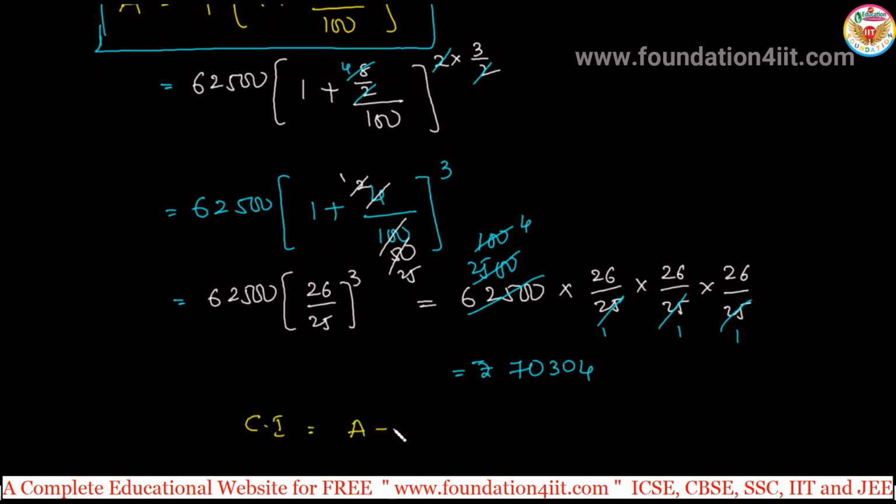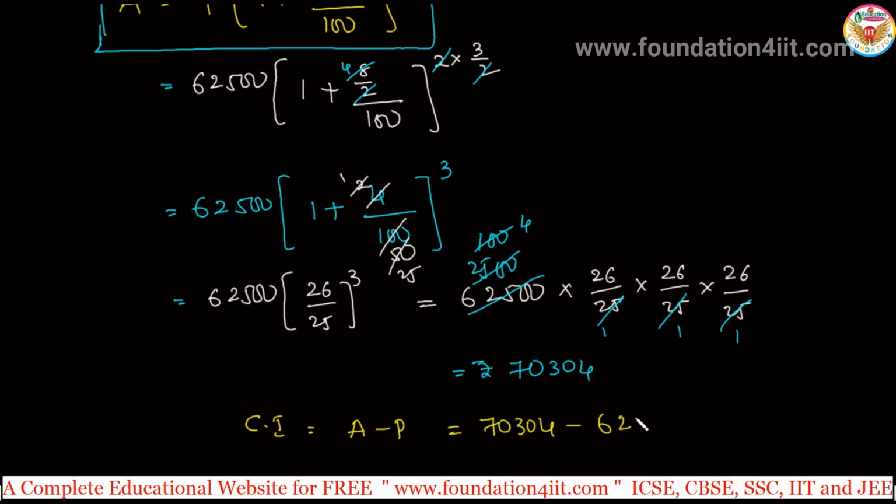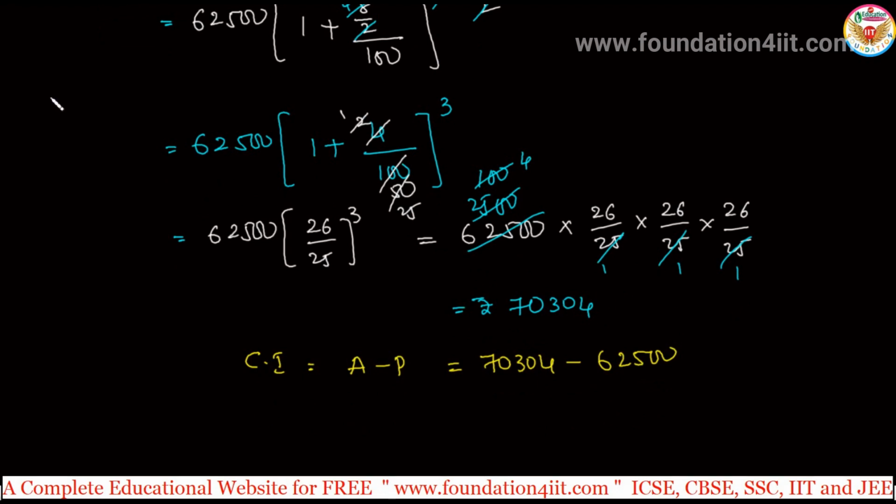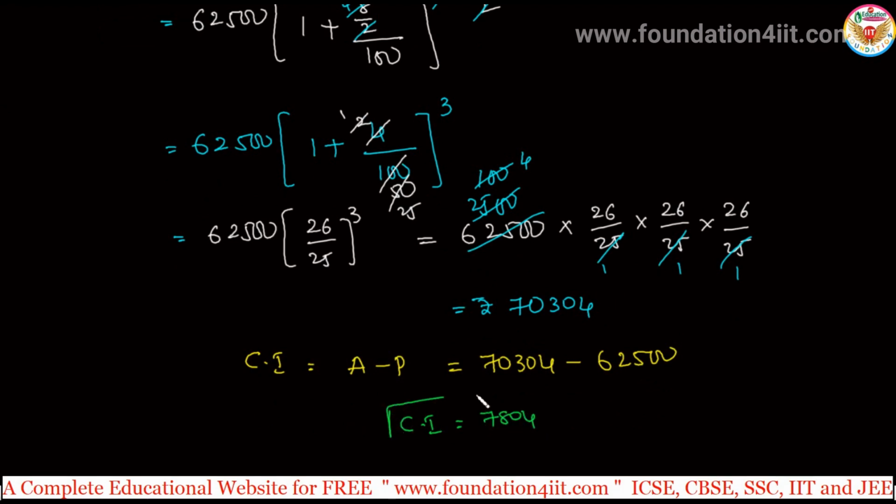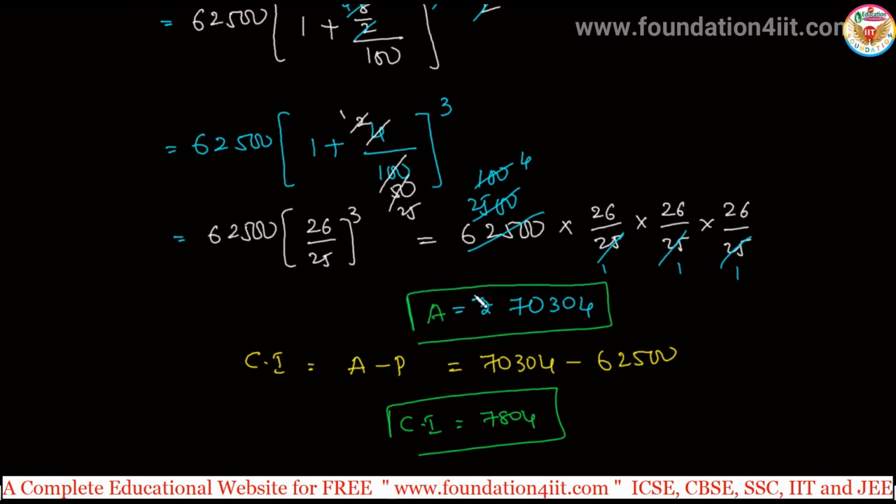Compound interest is equal to A minus P. Amount is 70,304 and principal is 62,500, right? Yes, you can simplify and calculate that. So compound interest is equal to the difference of that, 7,804. So it's the compound interest, and that is the amount and compound interest.